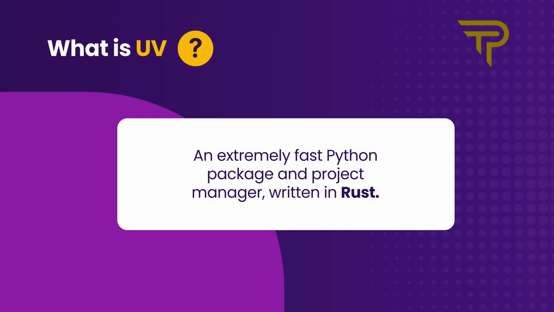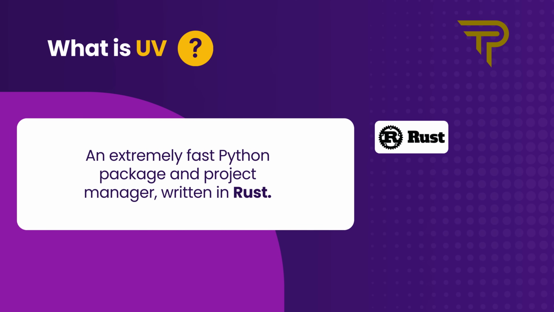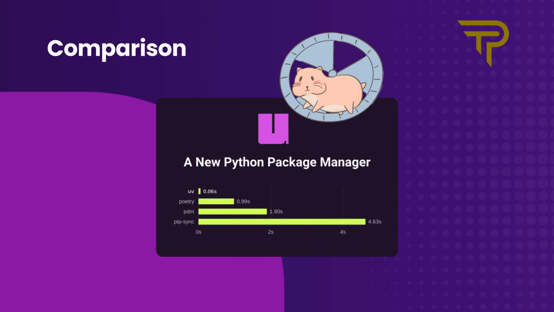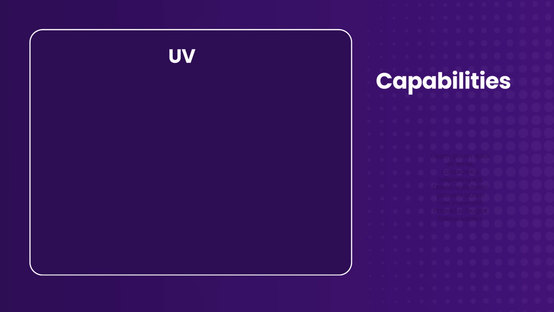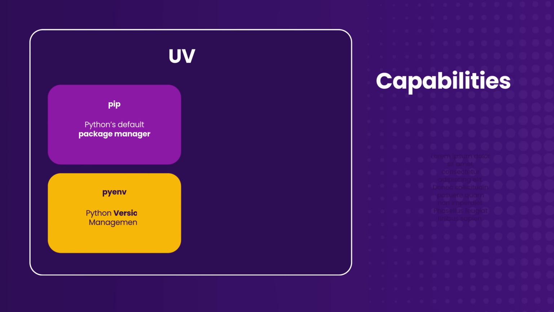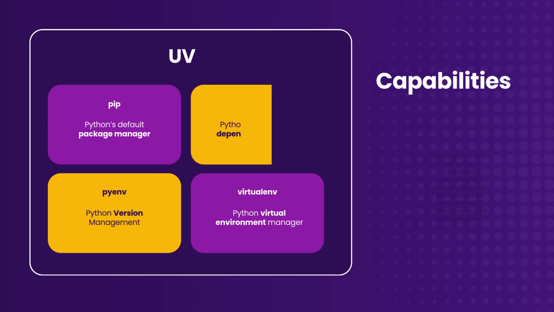So, what is UV and why do we need it? UV is a new Python project manager. It's built on Rust and made by Astral, who are the same folks behind the fastest Python linter called Ruff. UV prides itself not only on being the fastest Python project manager, but also because it combines so many functionalities that used to exist in other tools like pip, pyenv, virtualenv, and pip-tools.